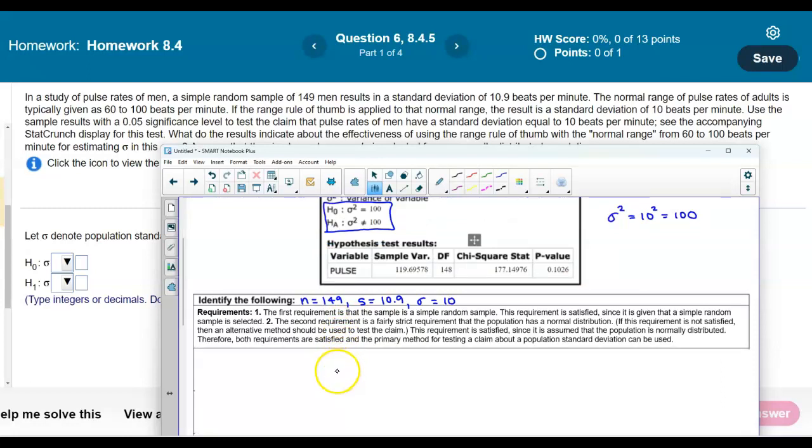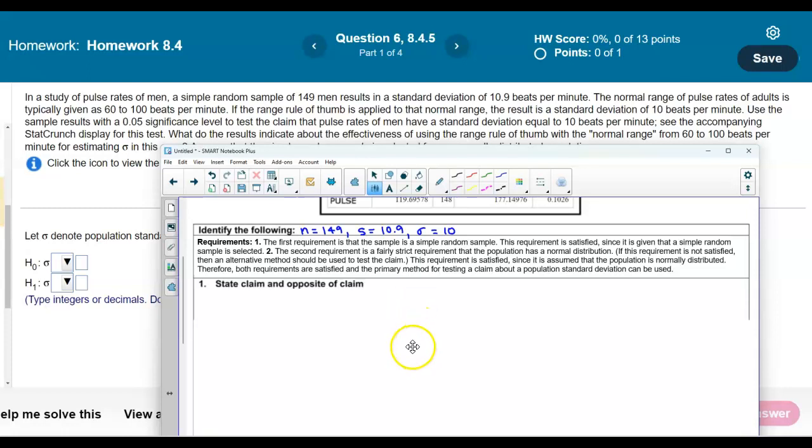Okay, now what are the requirements? The first requirement is that the sample is a simple random sample, and this requirement is satisfied since it is given that a simple random sample is selected. The second requirement is a fairly strict requirement that the population has a normal distribution. If this requirement is not satisfied, then an alternative method should be used to test the claim. This requirement is satisfied since it is assumed that the population is normally distributed. Therefore, both requirements are satisfied and the primary method for testing a claim about a population standard deviation can be used.